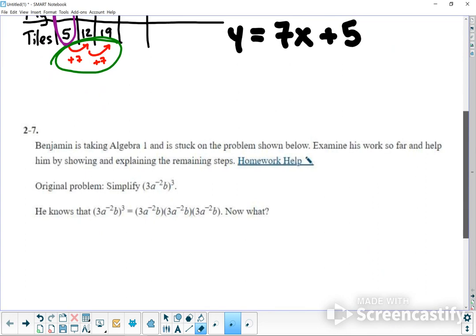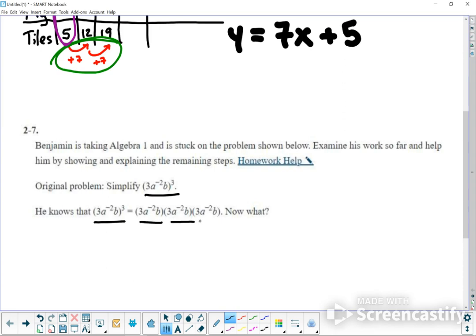Okay, Benjamin is taking Algebra 1 and is stuck on a problem shown below. Examine his work so far and help him by showing and explaining the remaining steps. Original problem, okay, you see right there. And it says he knows that. So what did he do? So he took this, which is right here, and he did it 3 times. Right? So that is true. Now he's like, now what?